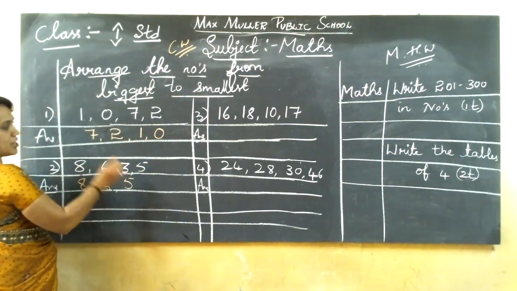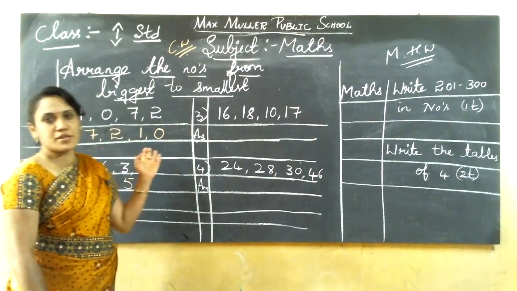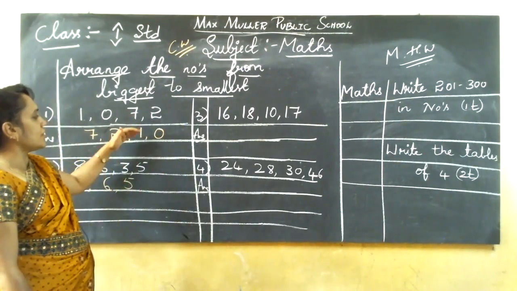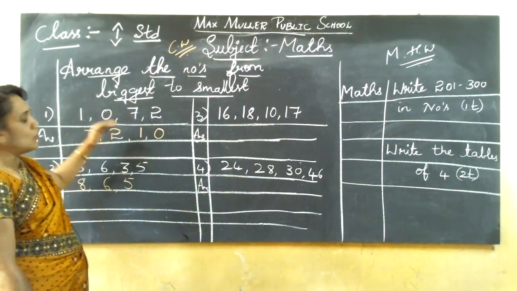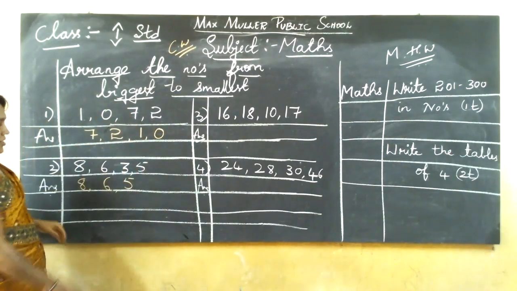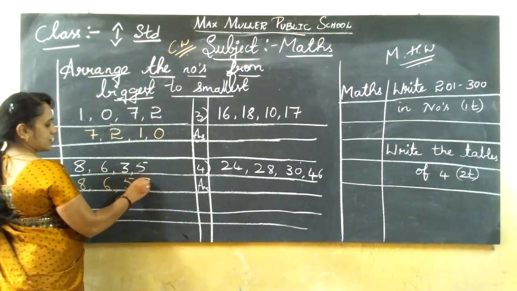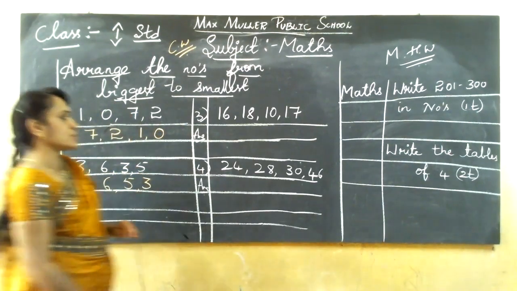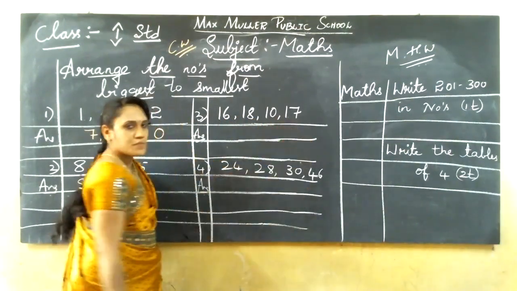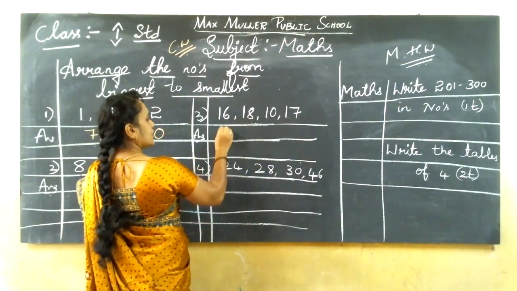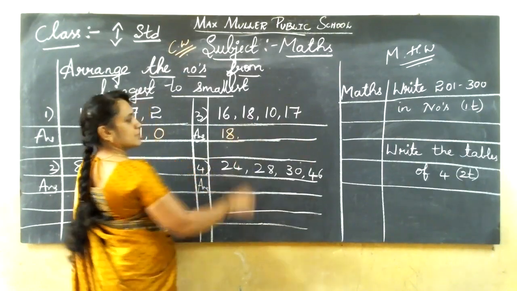Don't get confused. I told you in the previous sum only. Some children will write the question only, or copy it to the answer. No. Arrange it from biggest to smallest, then write it. Next, 3. Understand? Come to the third sum, which is a very big number: 16, 18, 10, 17. Which is biggest? 18 is the biggest number.